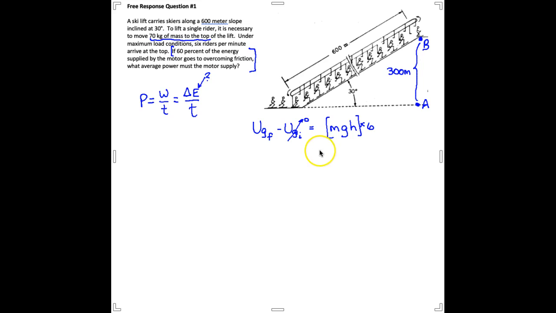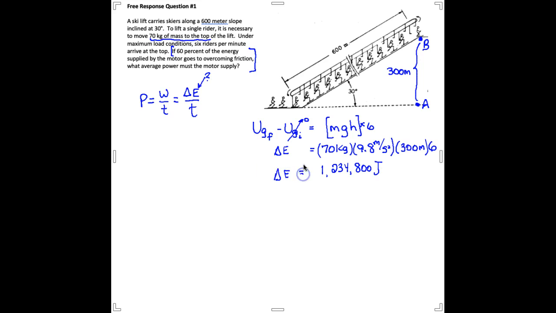So I know h, and I know m, that's 70. So I'm going to write in 70 kilograms, and g is 9.8 meters per second squared. And the height, we just figured out, is 300 meters. And I need to multiply the whole thing by 6. That's going to be equal to the change in energy of all of the riders. And when I do that, I get 1,234,800 joules. You could round that if you wanted to, but that's the change in energy in the system.